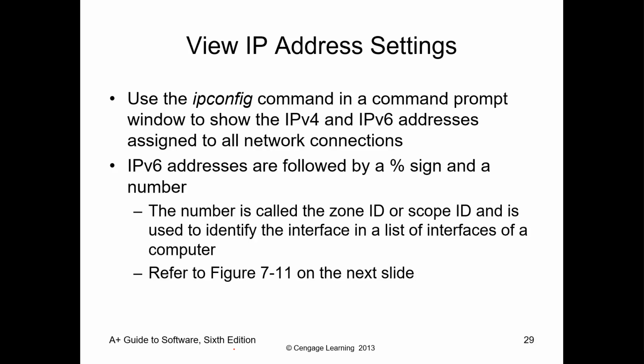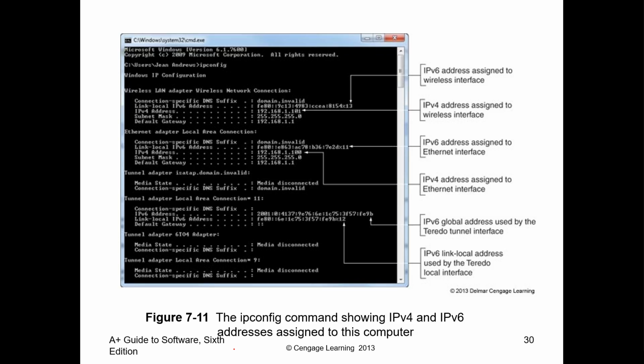So how can we verify our IP settings? We can use what's called the IP configuration command at the command prompt. So ipconfig should yield us something that looks like this. And we may have multiple links. And so we may have an IPv6 address. We may have an IPv4 address, a subnet mask, and a gateway.